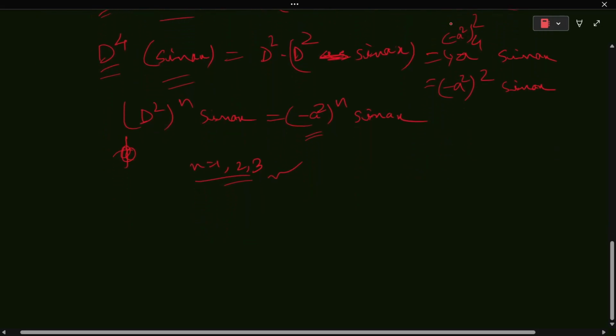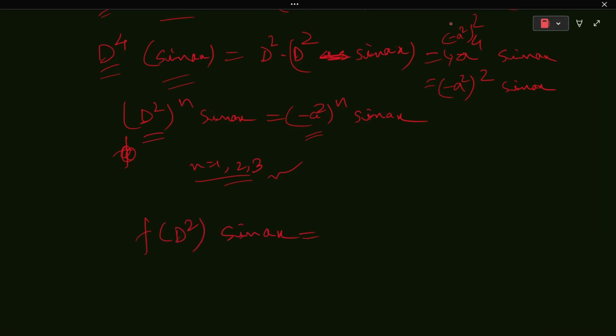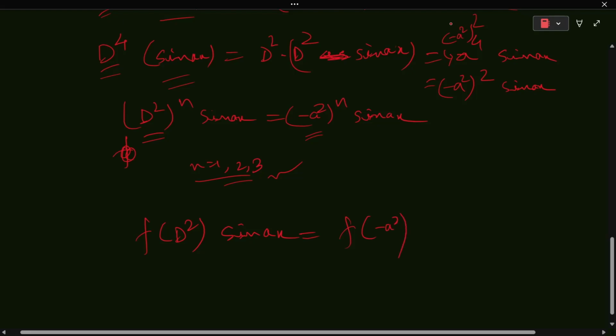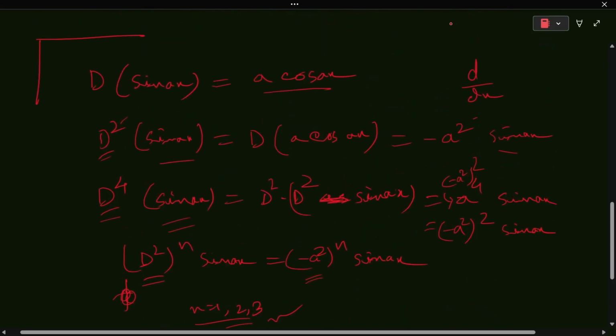So what we had here, d square whole to the power n, means this is a function of d square. A function of d square on sin x equals f of minus a square sin x. This is the very important result that I am trying to prove for now.